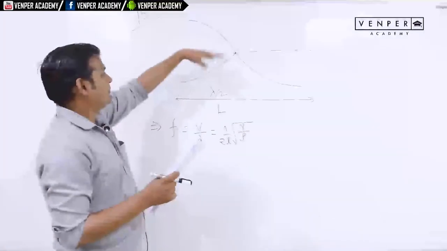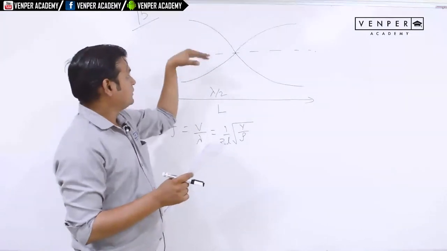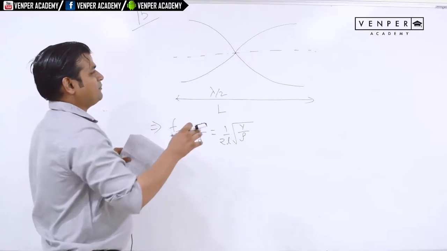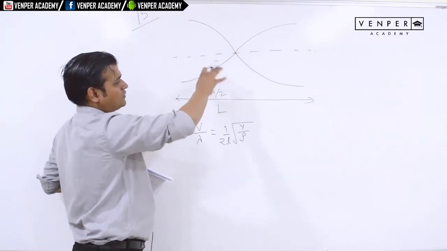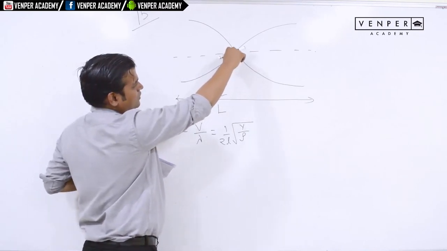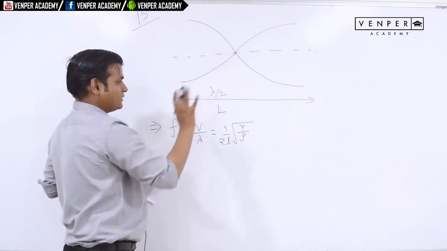Now it is set into vibration, and that vibration is longitudinal. Clear. So if it is clamped at this point, from the concept of the standing wave you can say that here there will be one node and there is an antinode at the other end. It will form like this.